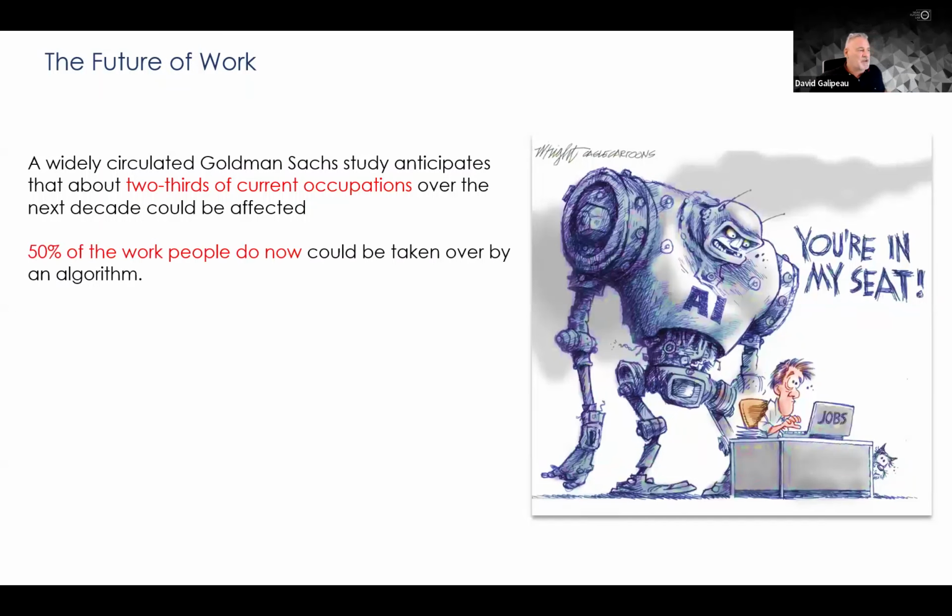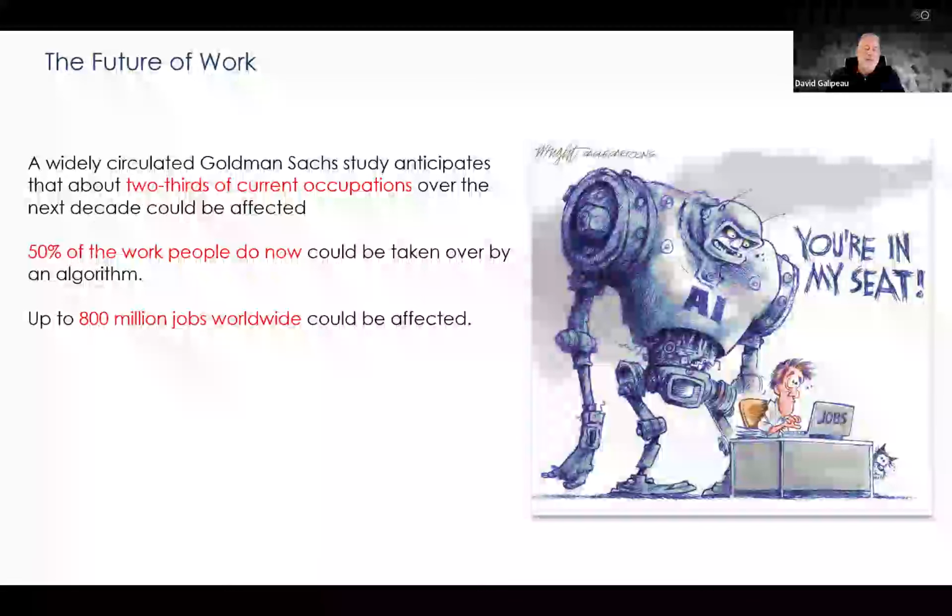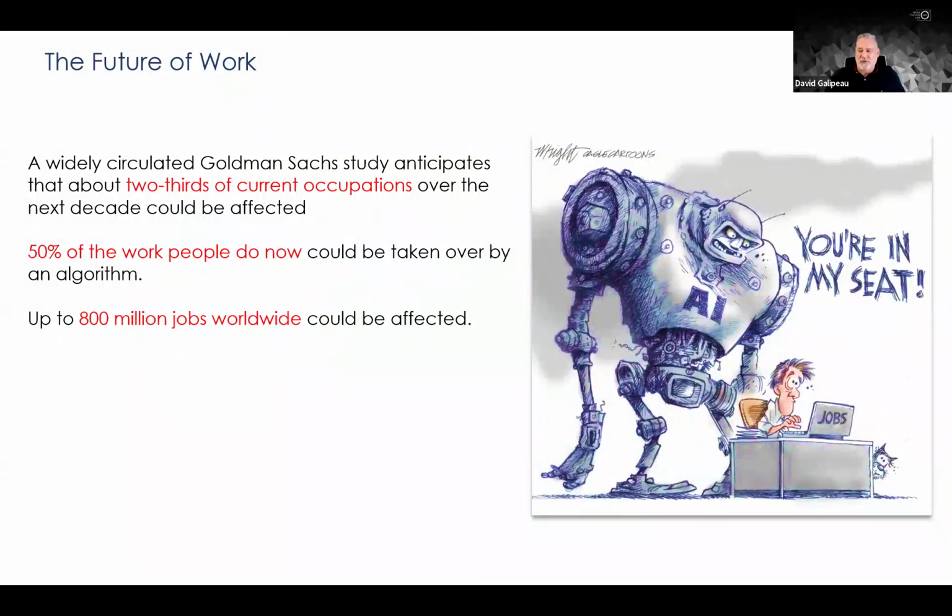50% of the work people do now can be taken over by an algorithm. That 50% is going to change rapidly. 800 million jobs worldwide could be affected, according to Goldman Sachs' recent study. 800 million. That's not going to be centrally balanced across all nations. That's certainly going to hit other nations harder.